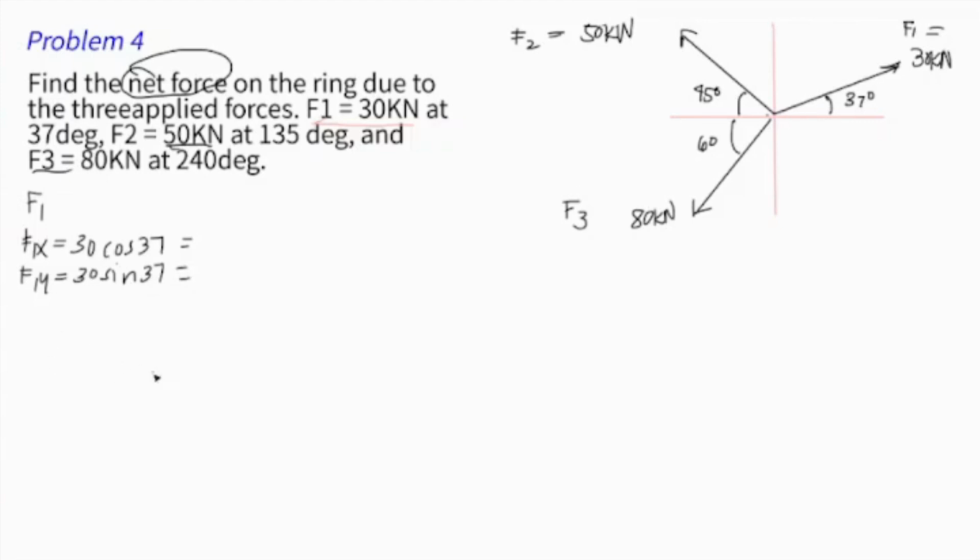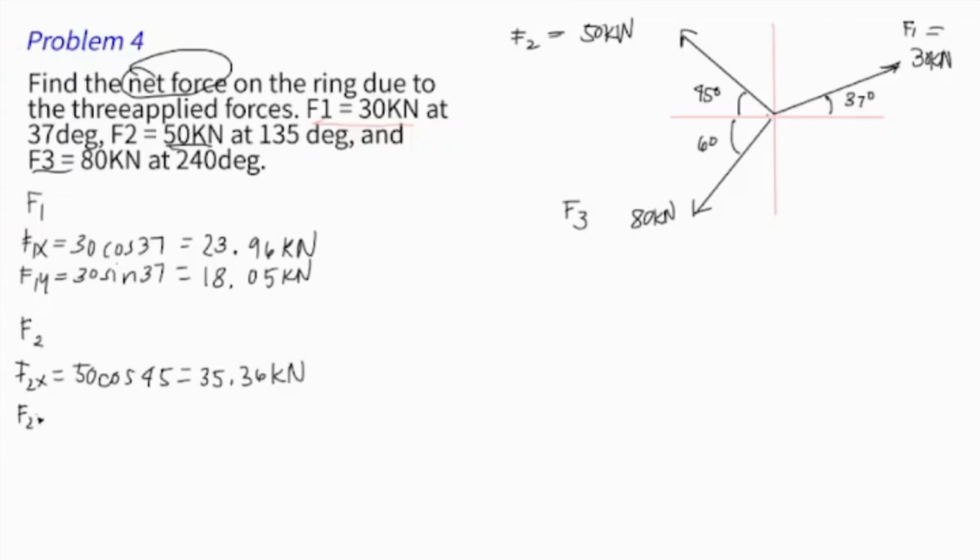30 cosine 37 is 23.96 kilonewtons. At 30 sine 37 will be 18.05 kilonewtons. Yan, nahanap na natin yung x and y components ng F1. Next naman is yung sa F2. F2x is 50 cosine 45. So, 50 cosine 45 is 35.36 kilonewtons.